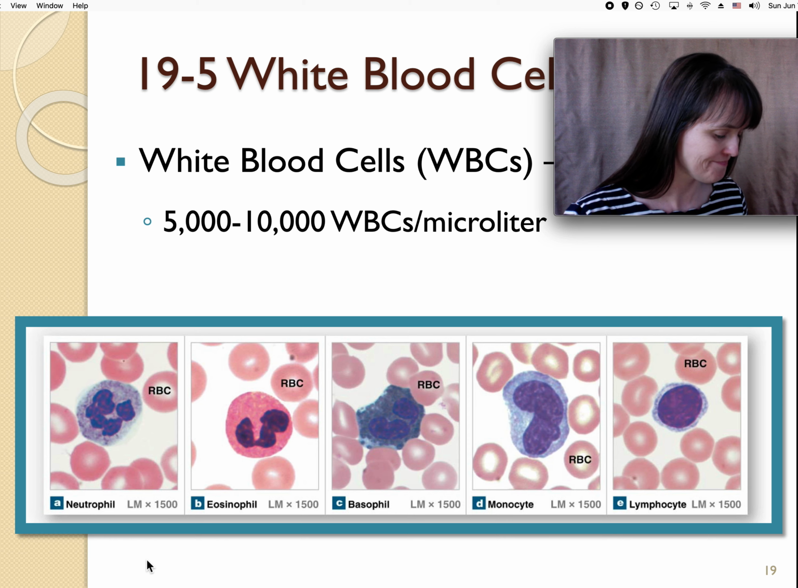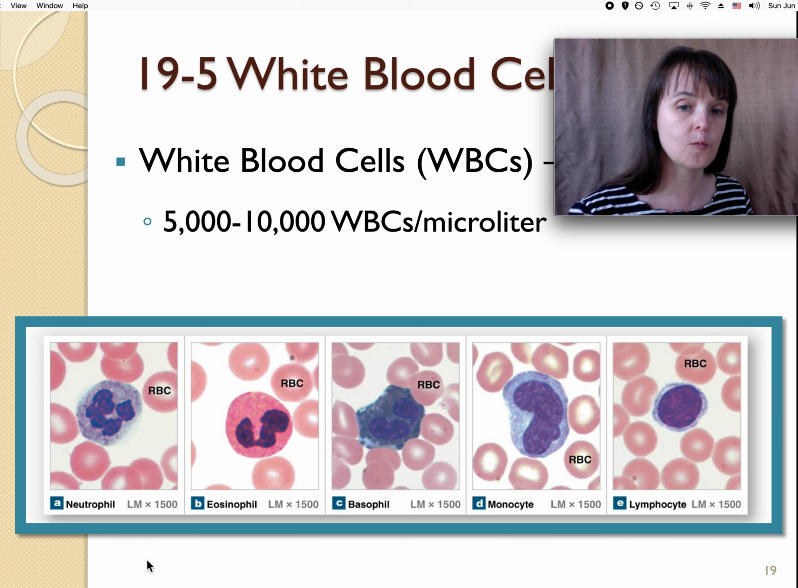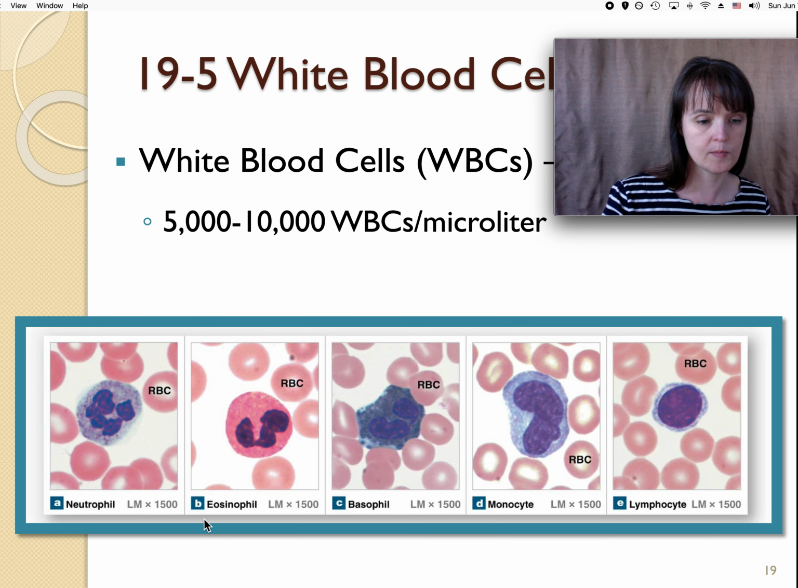of blood. Okay, so here are the different white blood cells: neutrophil, eosinophil, basophil, monocyte, and lymphocyte.